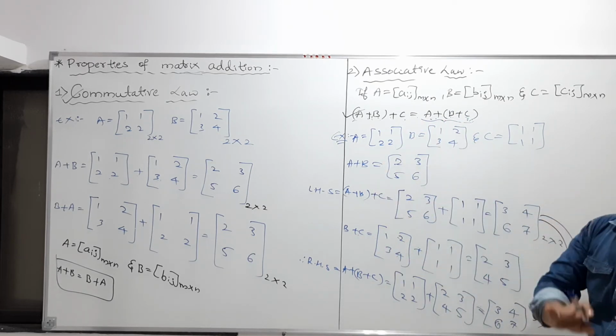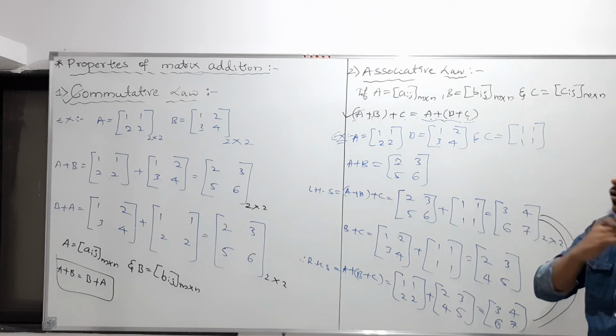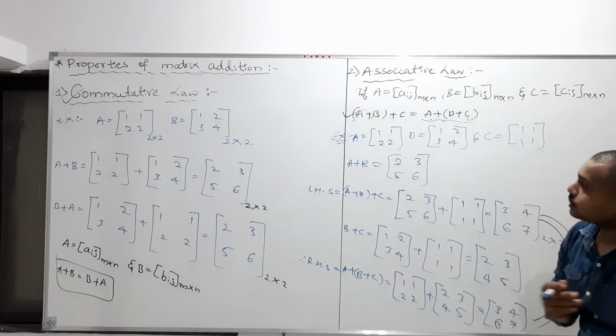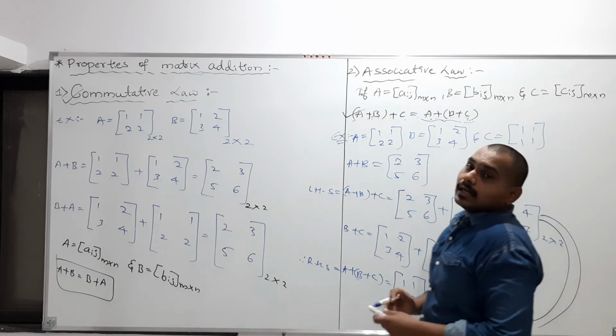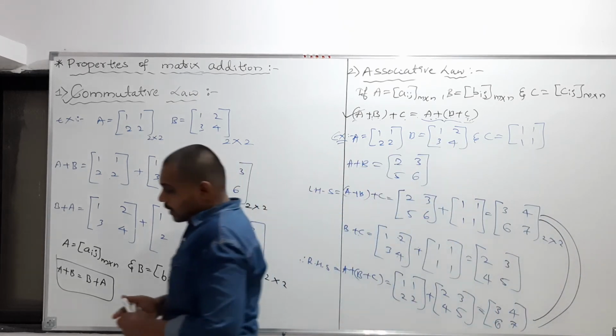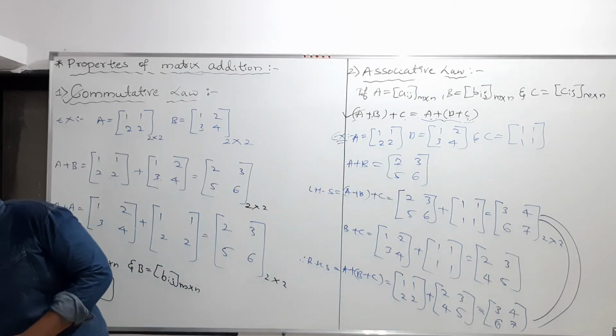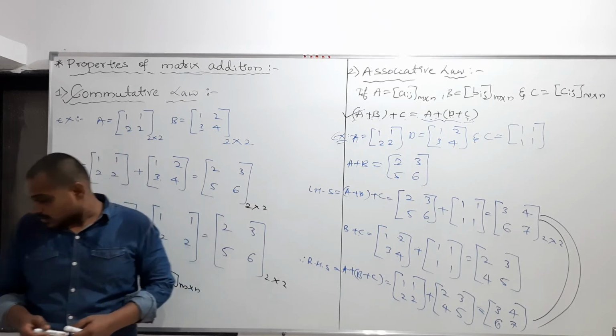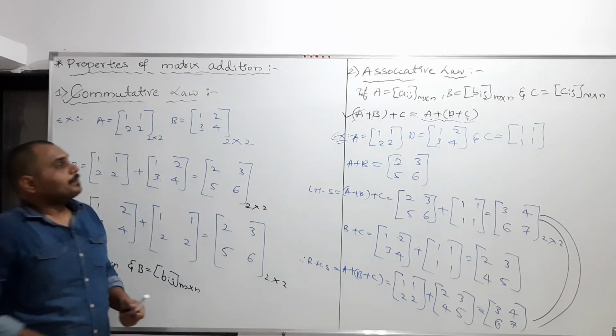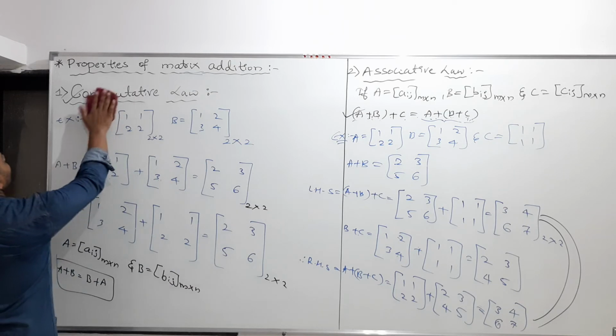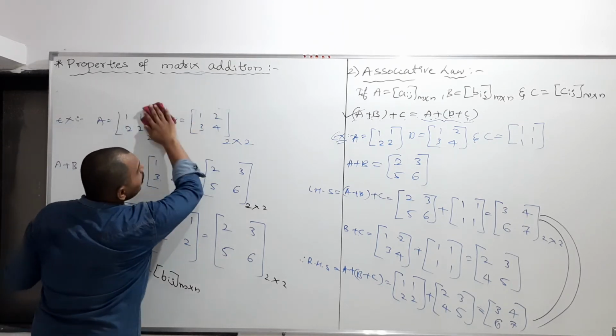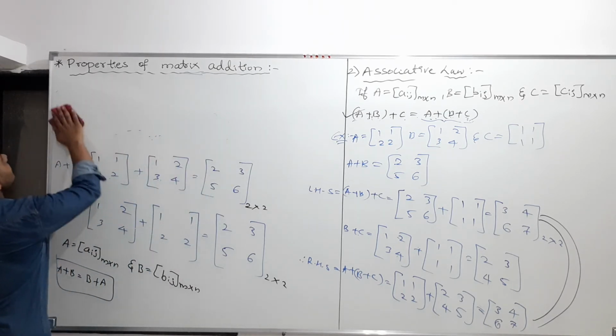Value won't alter. Alter means that values will not change. So therefore, my dear students, this is the second law we can discuss. And next after this we are going to discuss the third one, that is existence of additive identity. Next I am going to discuss the second one.